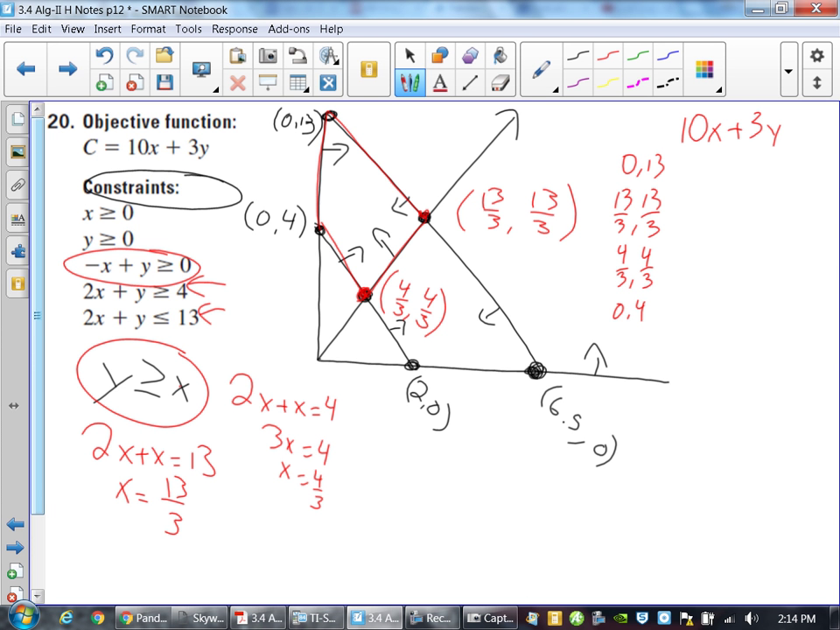Not so scary? What were you talking about putting in the calculator? Oh, 10 times 0 plus 3 times 13. 10 times 13/3 plus 3 times 13/3. Just substituting that to figure those out. That's all. Not so bad?